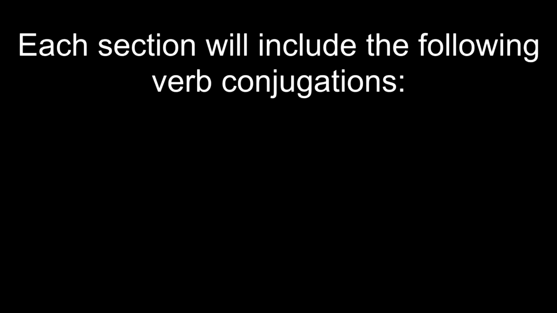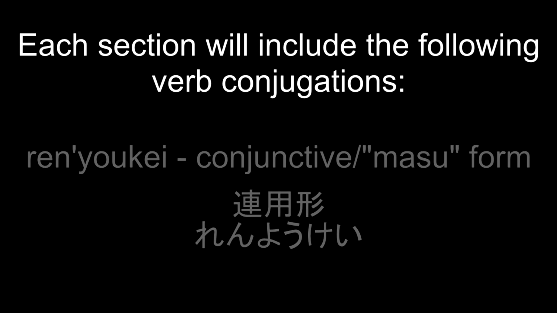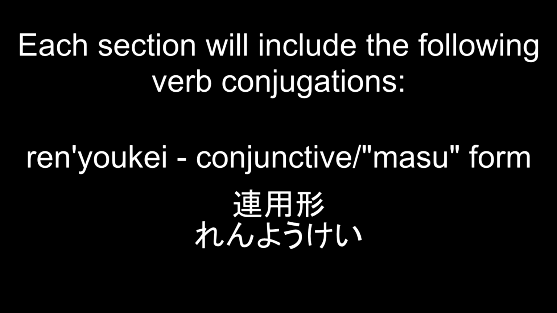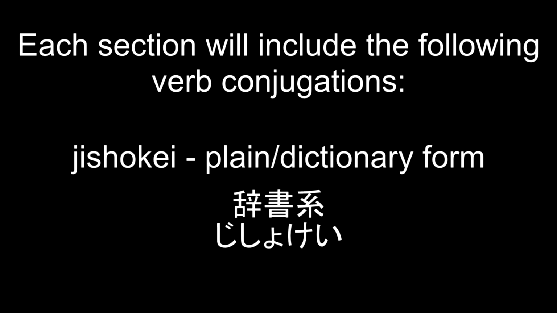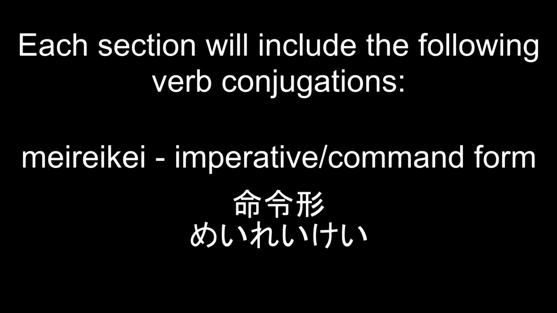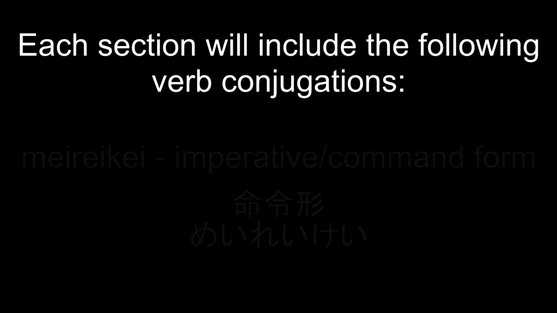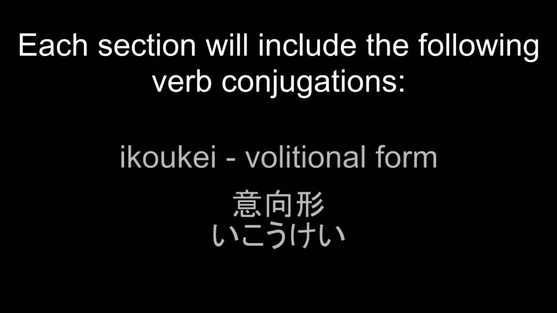Each section will include the following verb conjugations. Mizenkei, also called nai or negative form. Renyokei, also called conjunctive or masu form. Jishokei, also called dictionary or plain form. Meireikei, also called imperative or command form. Kateikei, also called hypothetical form.